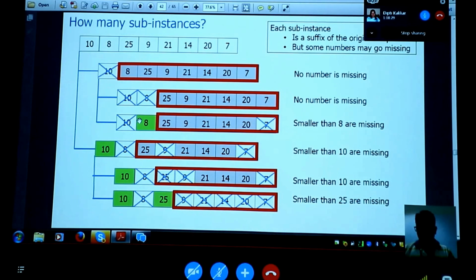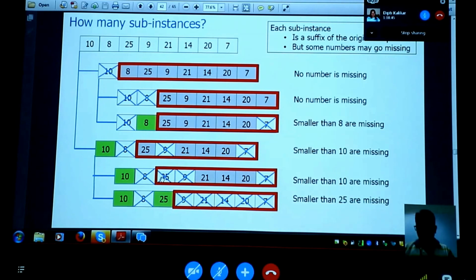Similarly here, a lot of things go missing. A 9 goes missing, 7 goes missing, but they're all smaller than 10, some number which we have seen already. Similarly here too, this will be the subinstance, but all the missing numbers are smaller than 10. I think I made a mistake here; this has to be pushed here. They're all missing less than 25, I guess. Yeah. Okay.